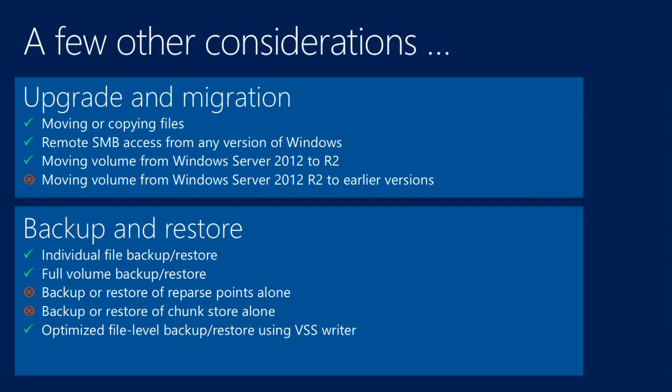There is an optimized file level backup and restore using the VSS writer that we've provided. The bottom line here, though, is if you're going to do backup on a dedupe volume, just ask your backup vendor. A number of them work just fine with this. Check the version that you have, because some of the versions of backup solutions that were released prior to the last year didn't support deduplication for Windows. All right.